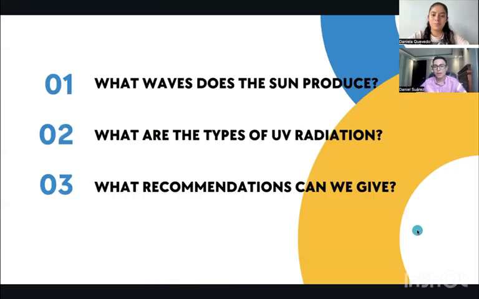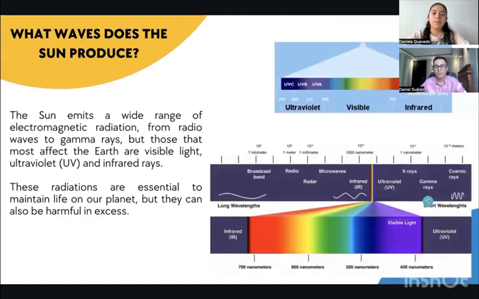The topics that we are going to talk about are what waves the sun produces, what are the types of UV radiation, and what recommendations can we give. First, we're going to talk about what waves the sun produces.